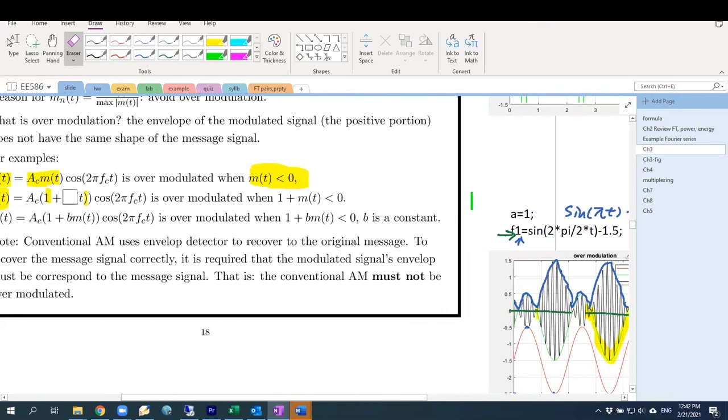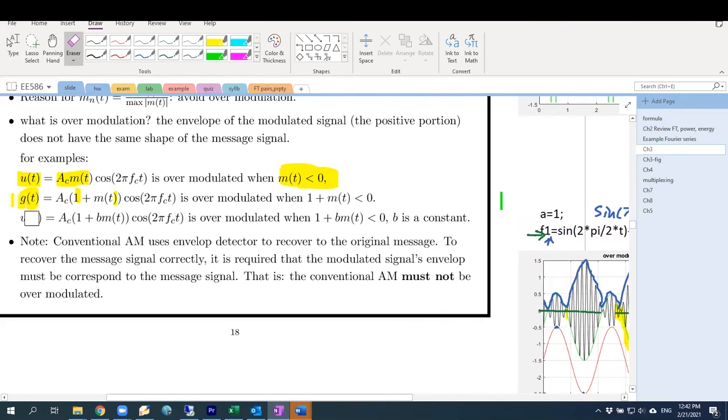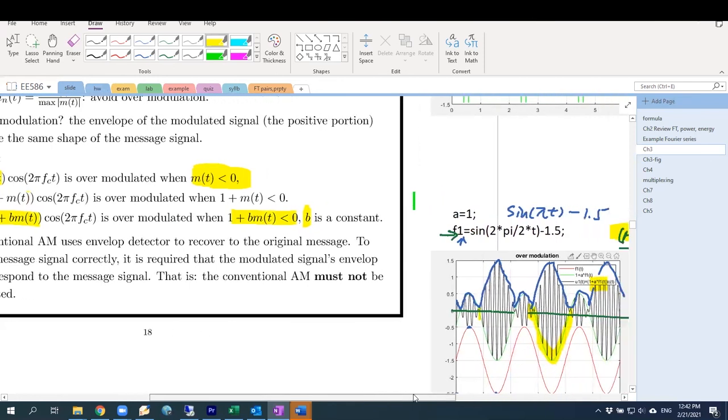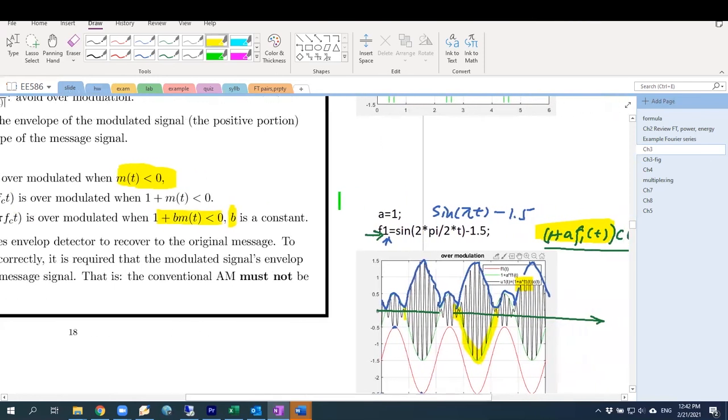So we're talking about this message. If I use a different notation, w(t), it will be overmodulated when this portion is below 0. B can be any constant here. This is exactly what I illustrated here, where I plotted 1 plus a f1(t), and for simplicity I set a equal to 1.